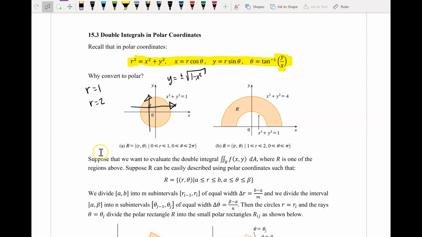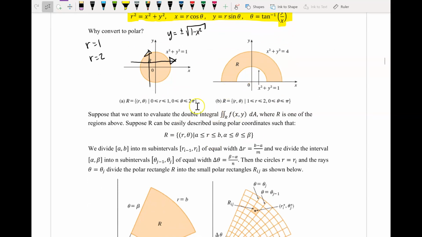So let's say we want to evaluate the double integral of f of x comma y dA, and R is one of these regions. It can be a circular region or a region where you might have to deal with square roots. Let's say R can be described by polar coordinates such that r is between a and b, maybe in this example with two circles, and theta is an angle from alpha to beta. So the radii can change. This will be a circle of radius 1 and a circle of radius 2, and then theta can be from 0 to pi.